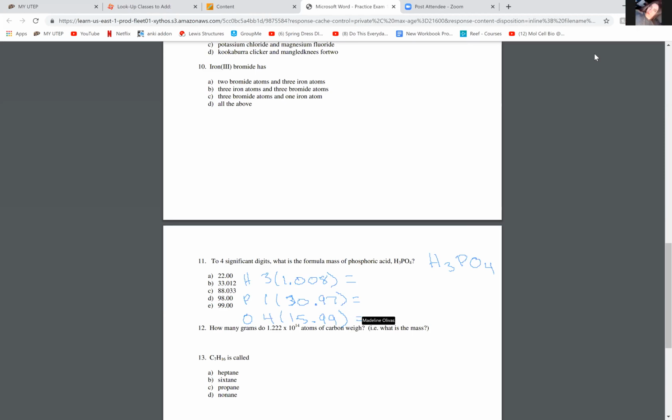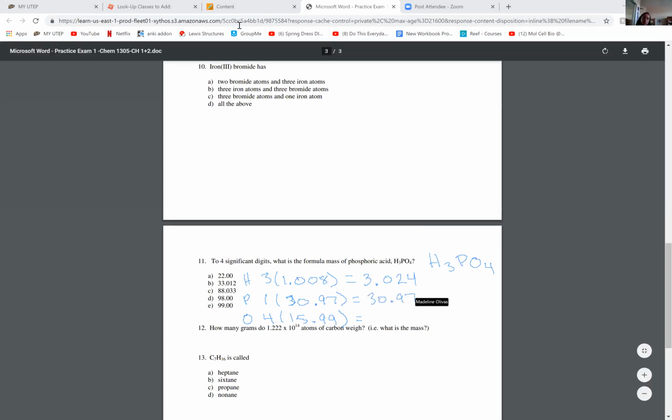I got 98. Okay. First, can you tell me what it is for hydrogen? 3.024. Yeah, it's going to be 3.024. Okay, so then what would phosphorus be? 30.97. Yes. Okay, so then what about our oxygen? 63.96.